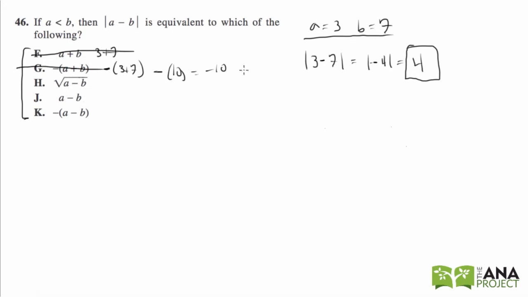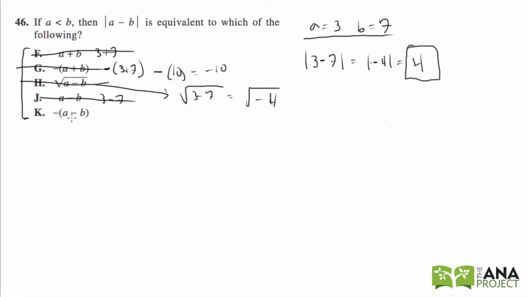A minus B. 3 minus 7, square root of 3 minus 7. That's obviously not it. That would be square root of negative 4. And square root of negative 4 is obviously not positive 4. 3 minus 7. A minus B. 3 minus 7 is negative 4. Nope, that doesn't work.